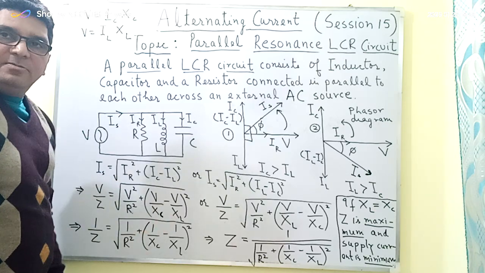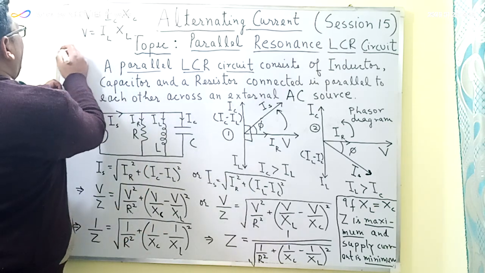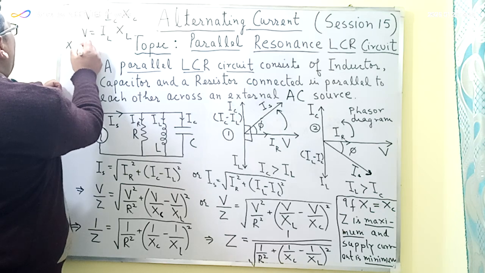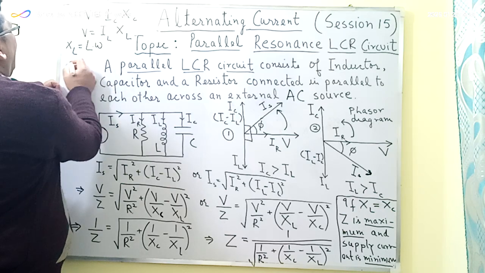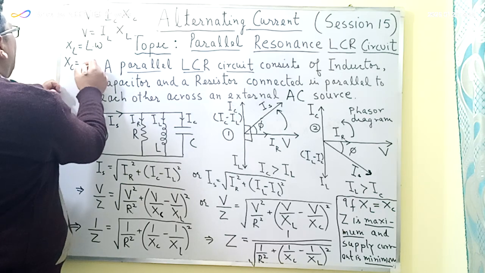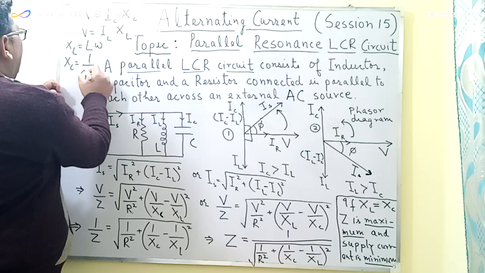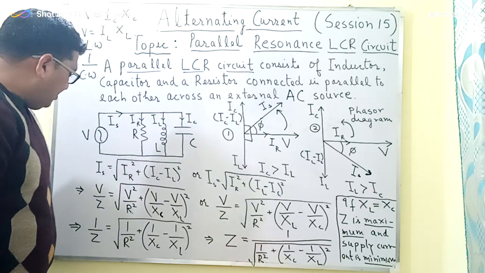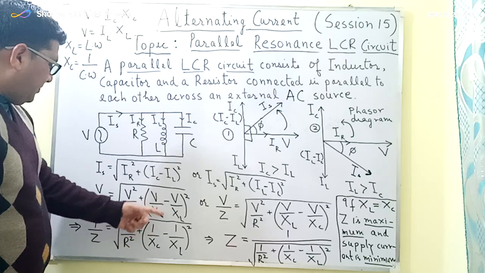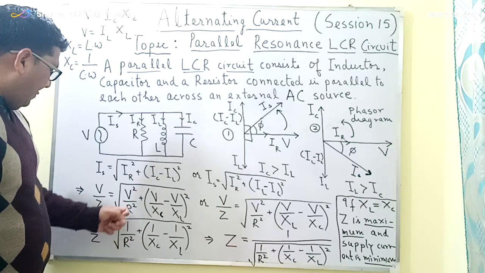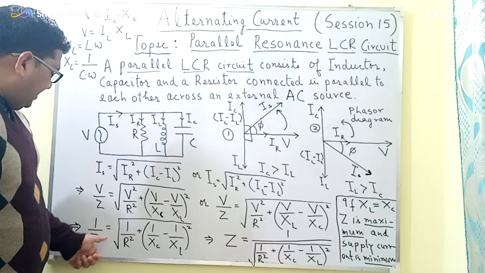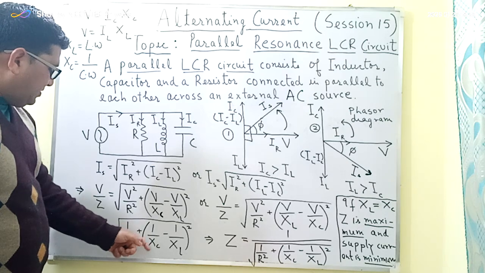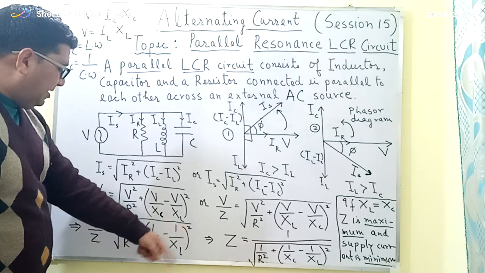Here XL is the inductive reactance and XL is basically equal to L into omega, and XC is equal to 1 upon C omega, where C is the capacitance and L is the self-inductance. So from this equation we will get 1 upon Z is equal to under root of 1 by R square plus in bracket 1 by XC minus 1 by XL का whole square.